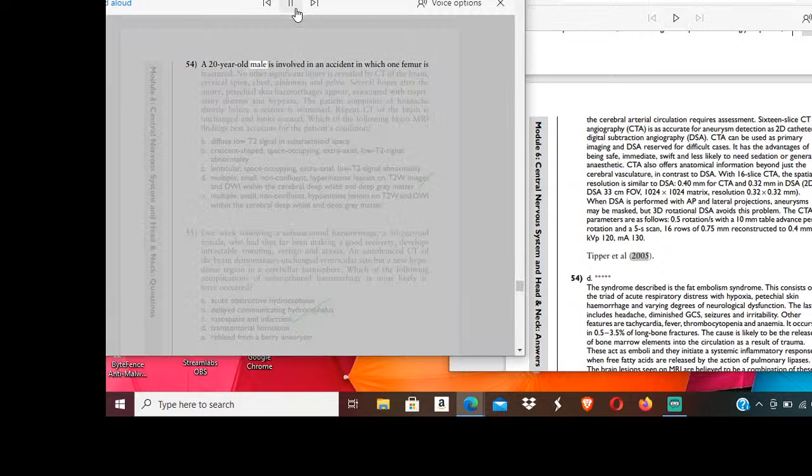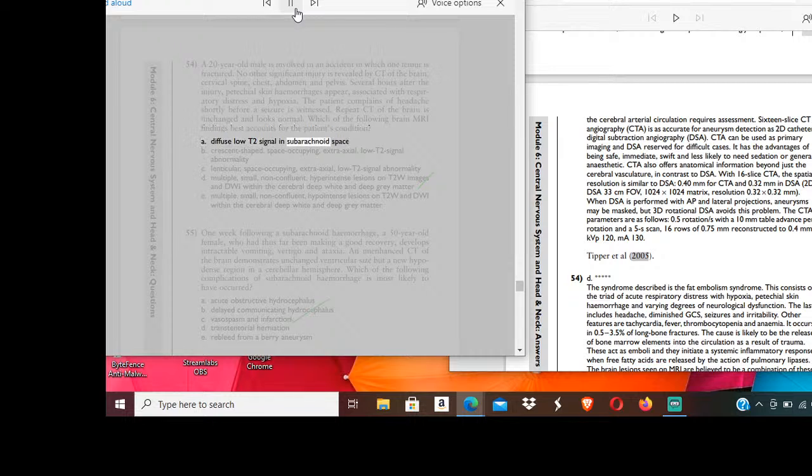54. A 20-year-old male is involved in an accident in which one femur is fractured. No other significant injury is revealed by CT of the brain, cervical spine, chest, abdomen, and pelvis. Several hours after the injury, petechial skin hemorrhages appear, associated with respiratory distress and hypoxia. The patient complains of headache shortly before a seizure is witnessed. Repeat CT of the brain is unchanged and looks normal. Which of the following brain MRI findings best accounts for the patient's condition?